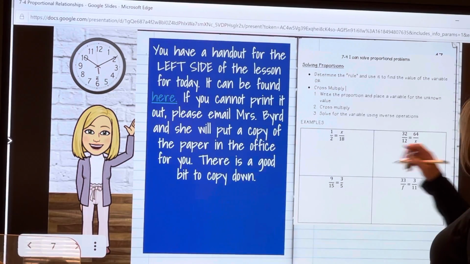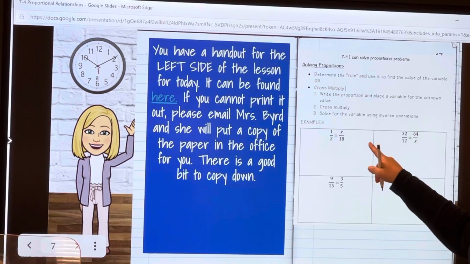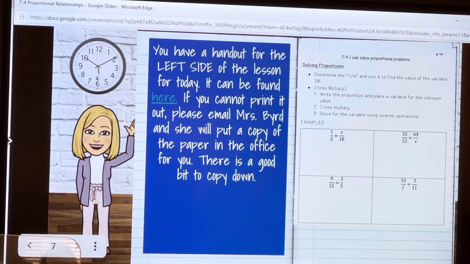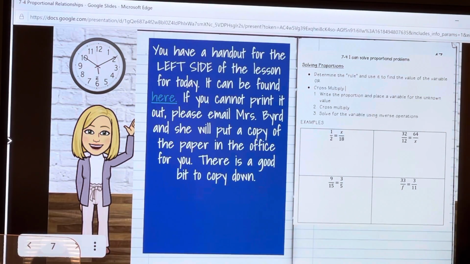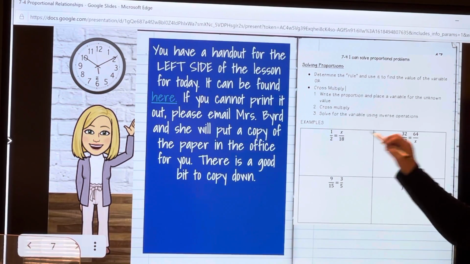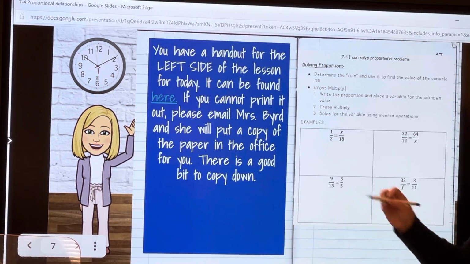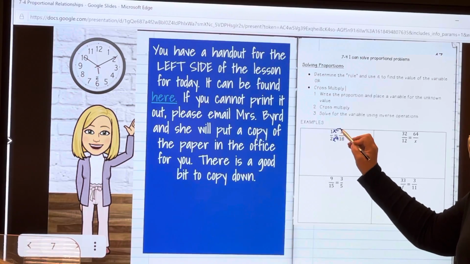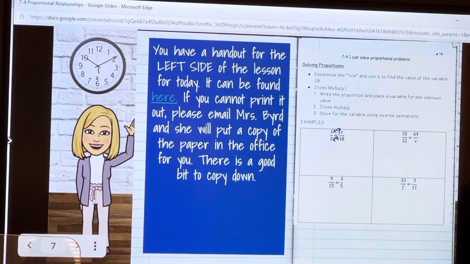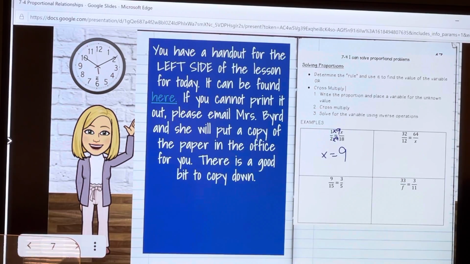Now, we are going to practice right down here, okay? Can you tell me the relationship between 1 and x? Nope, because we don't know what x is. Can you tell me the rule of how to get to 2 to 18? Multiply by 9. So if I do it on the bottom, I have to do it on the top. So what does x equal? 9. 1 times 9 is 9.